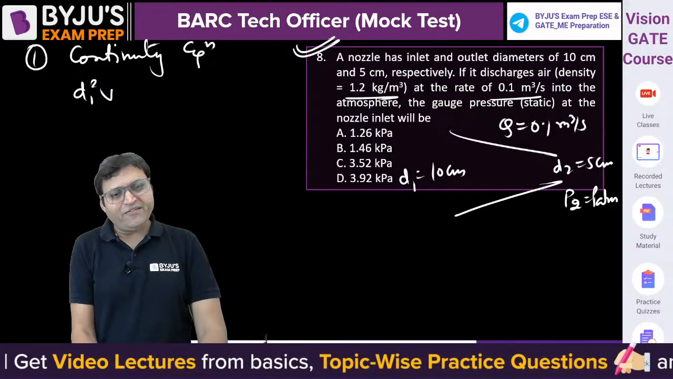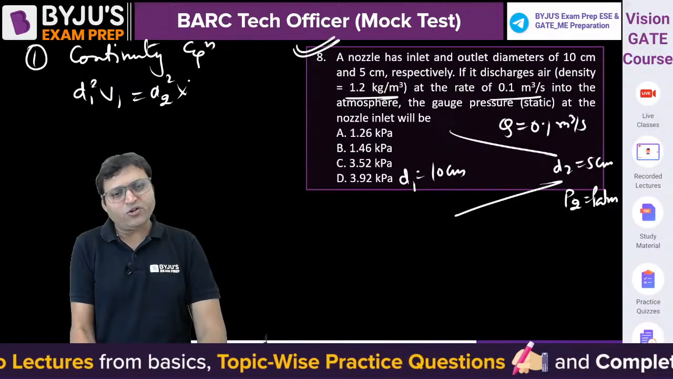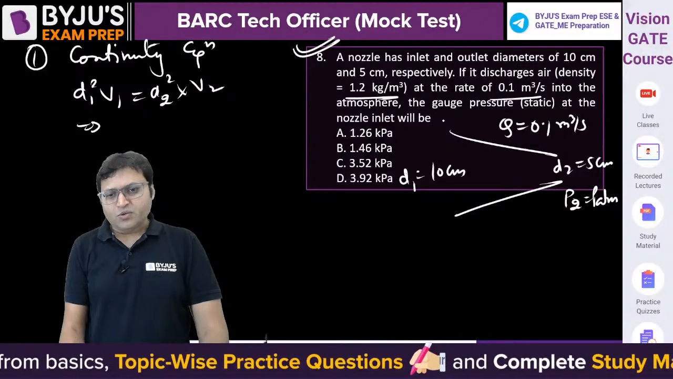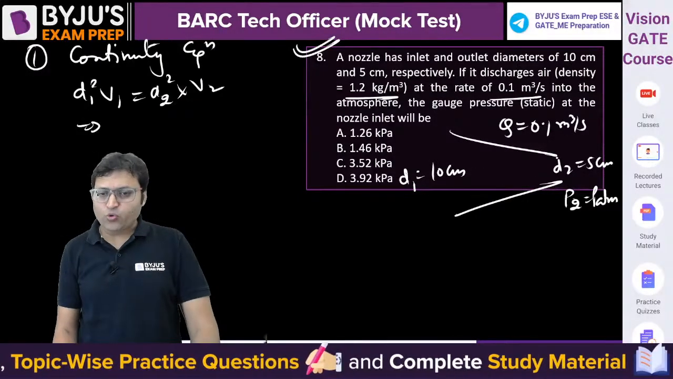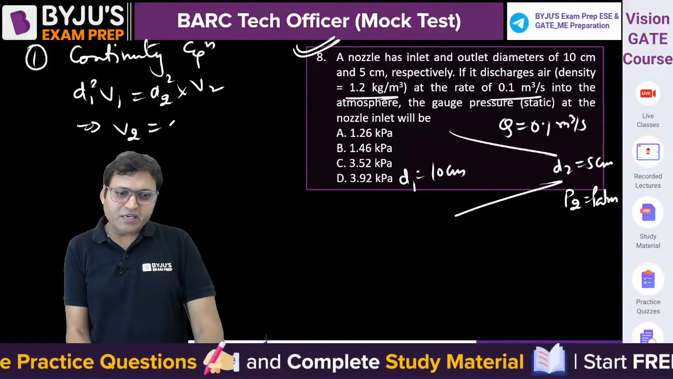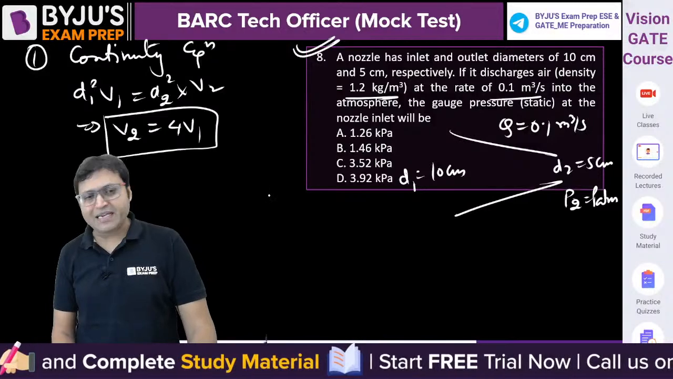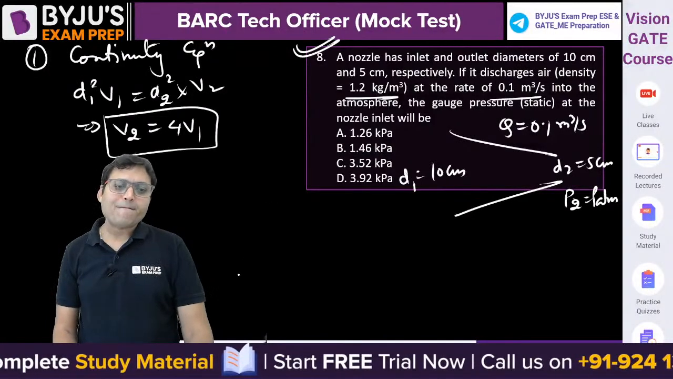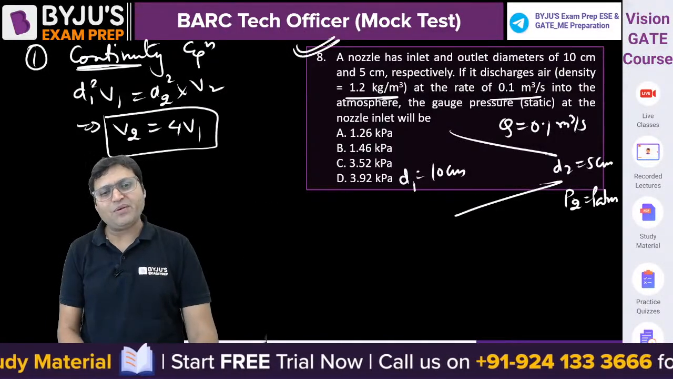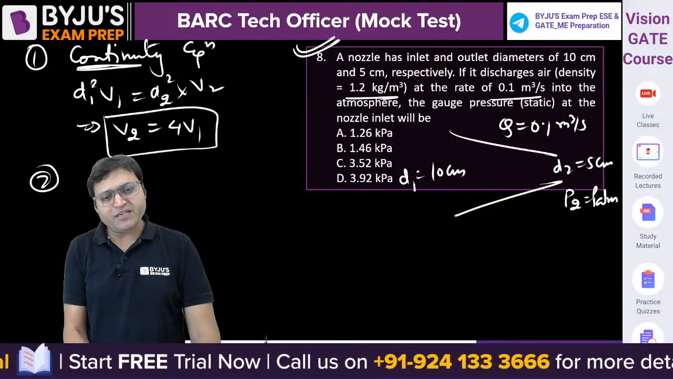So we can say D1 square into V1 is equal to D2 square into V2. So D1 is twice of D2. So V2 is equal to 4 times of V1. V2 will be equal to 4V1, isn't it? If you apply the continuity equation, V2 will be 4V1. Then Bernoulli equation.